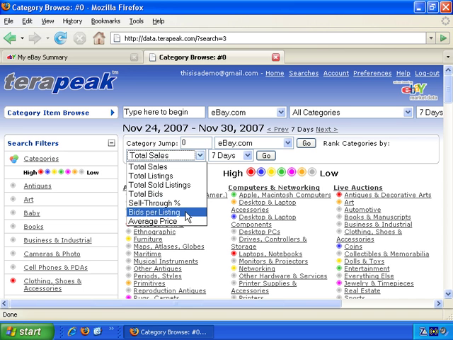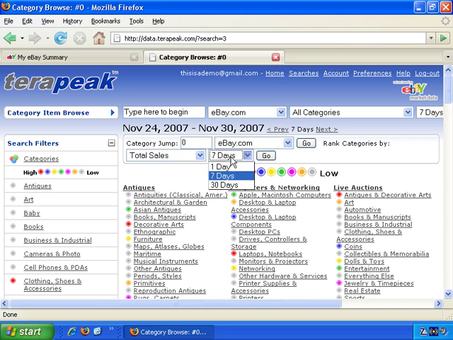Then, which categories have the most bids per listing? And which categories have the highest average price? So let's stick with total sales for now. And you can choose 1, 7, or 30 days for this. So let's click on Go for those choices to take effect.